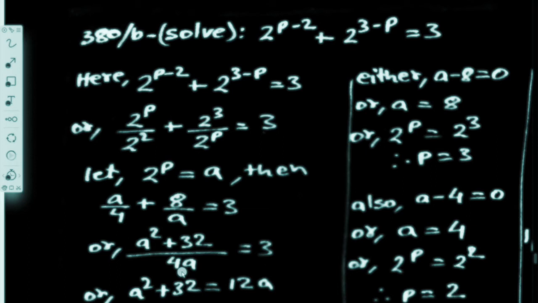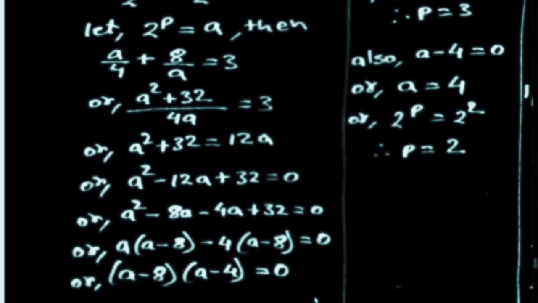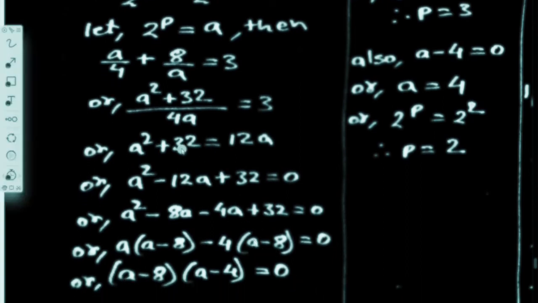Now the bottom 4a should be multiplied with 3. So here we get a squared plus 32. The upper one is written as usual: a squared plus 32 equals 4 into 3, 12a. Not only this, let's see more here. To make our calculation easy, we should do more calculation. It gives us a squared plus 32 by 4a equals 3, or a squared plus 32 equals 12a, which means 4a into 3 is 12a.